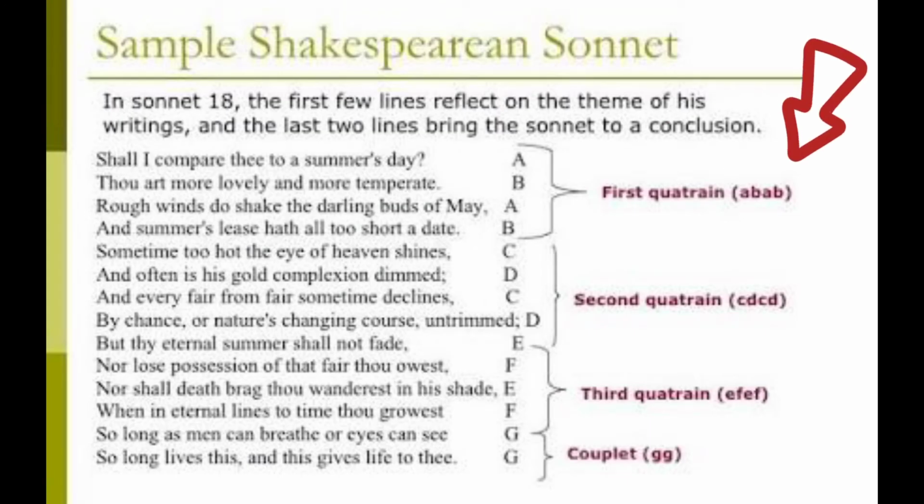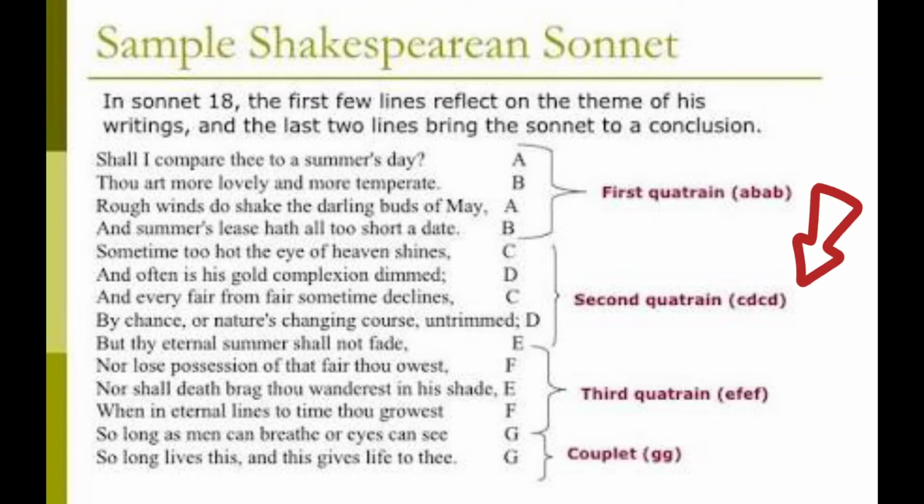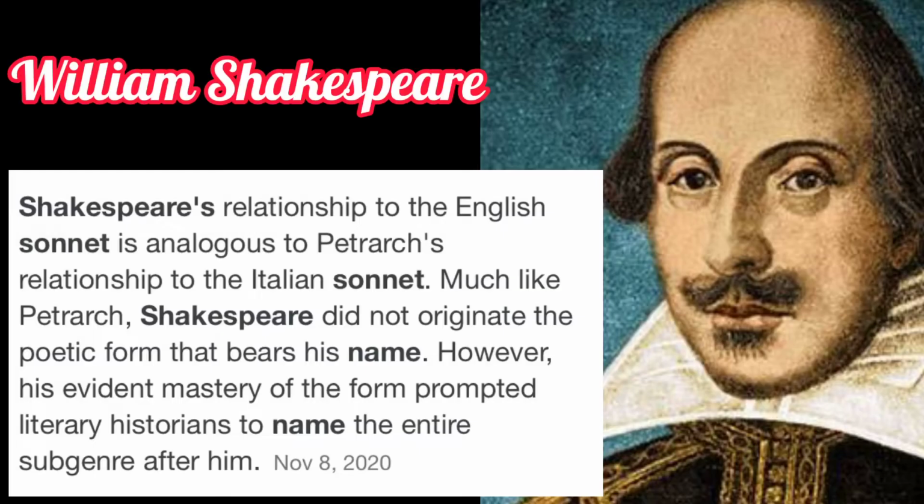Wherein the first quatrain contains the ABAB pattern, and the second quatrain contains CD, third is EF, and the last is a couplet which contains the GG pattern. Shakespeare did not originate the poetic form that bears his name. However, his evident mastery of the form prompted literary historians to name the entire subgenre after him.